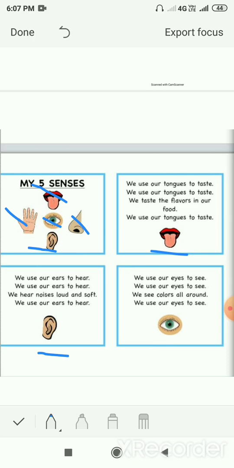We use our ears to hear. We hear noises loud and soft.